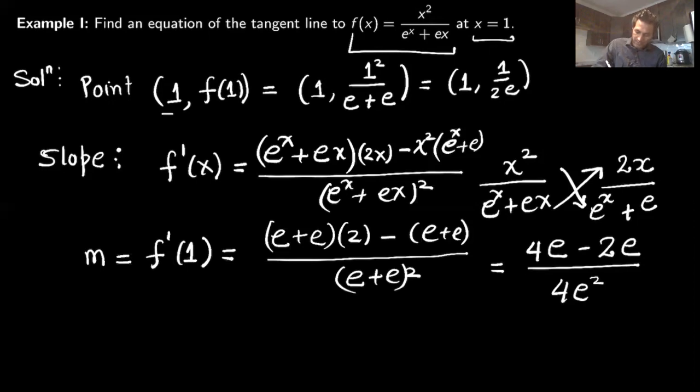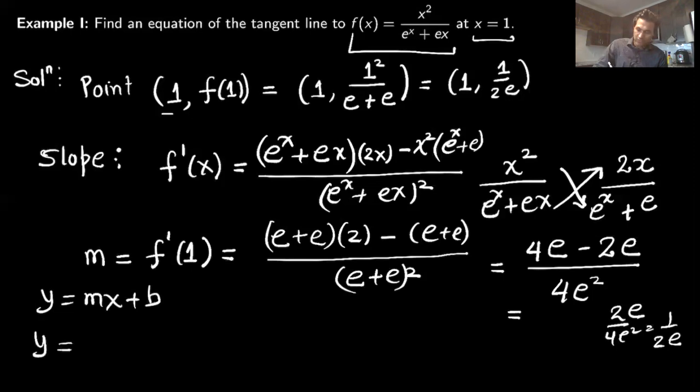Therefore, the top is 2e, the bottom is 4e squared, therefore 1 over 2e. So that's the slope of the tangent line. So what is the equation of a line? y is equal to mx plus b. y is equal to 1 over 2e times x plus b.